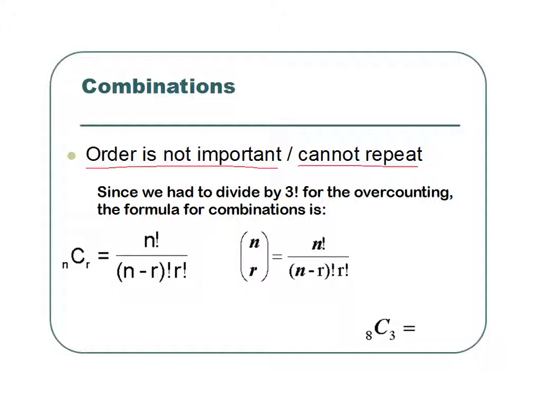Now, since we had to divide by 3 factorial because we way overcounted, so that previous formula, when this was a permutation, not a combination, we had this n factorial over n minus r factorial. But now, if we want this to be a combination and order is no longer important, we would also divide by the r factorial to get rid of that overcounting.